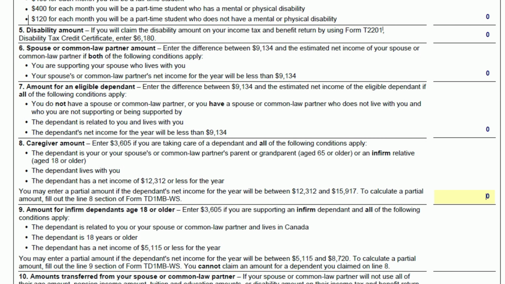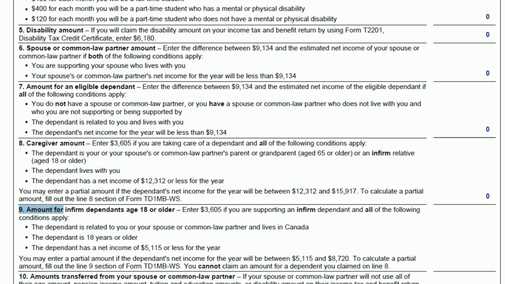And if the dependent who meets all the criteria has an income which is between 12,312 and 15,917, in that case, you will use the worksheet. You will transfer the amount here. For now, I'll keep it 0.